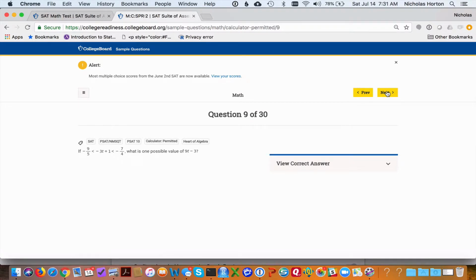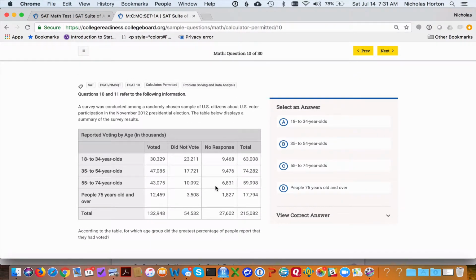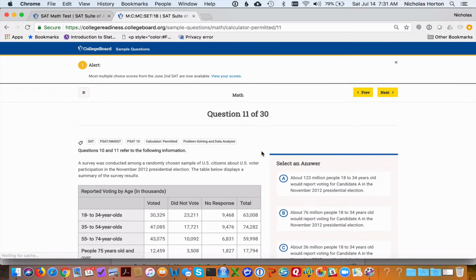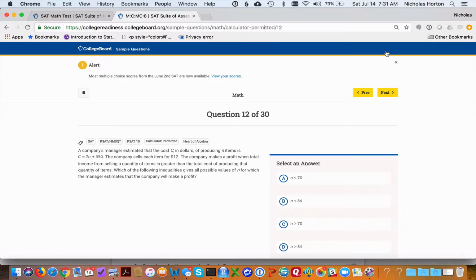We have a kind of more standard heart of algebra problem. And then 2 related, both questions 10 and 11, relate to this cross-classification table. For which age group did the greatest percentage of people report that they had voted? Question 11 asks the same thing of this. Of those who reported voting, so some conditional probability type statements, and to kind of think about what the interpretation would be in the actual population this is coming from. Question 12 is really focused on an inequality.